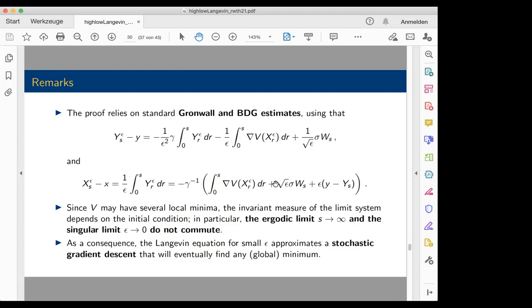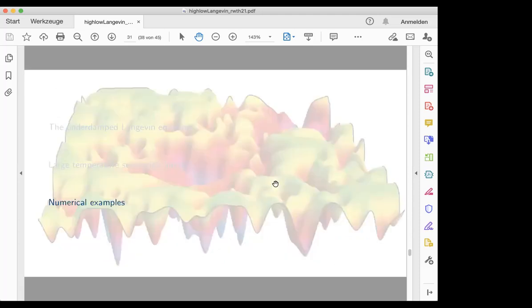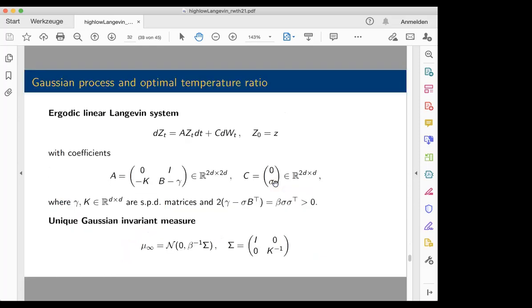But as I said, this can be used to use the Langevin dynamics in order to mimic a gradient descent algorithm. And before I conclude, I will just give you some examples to illustrate what happens. The first example is very simple, just to get an idea of what is happening.